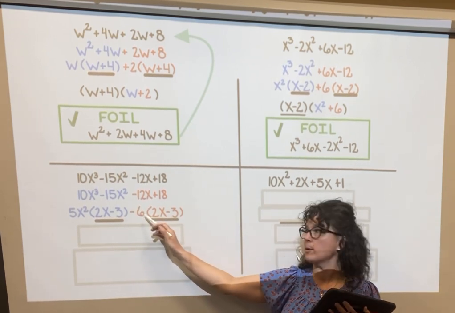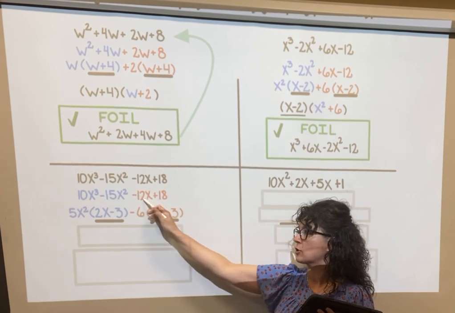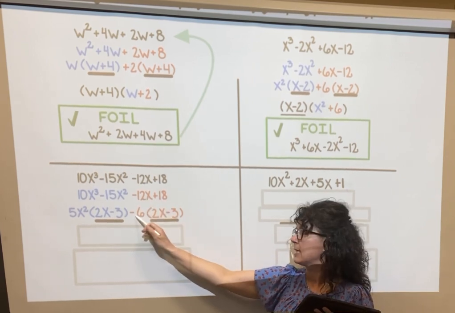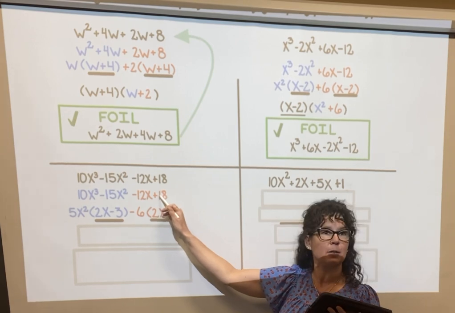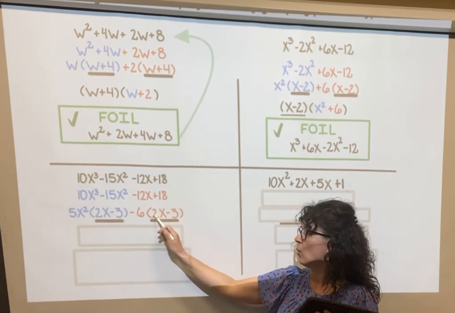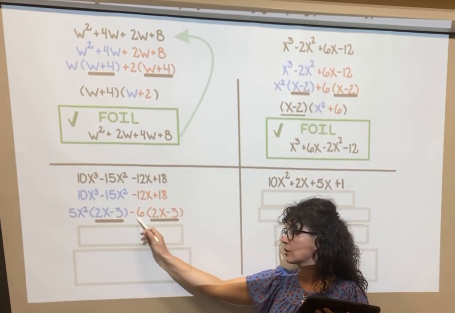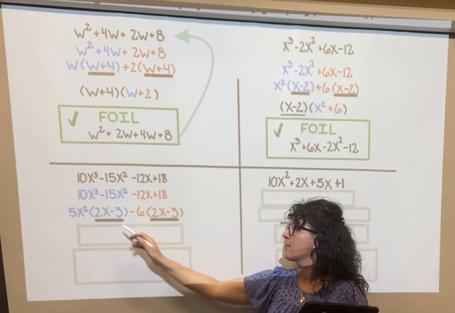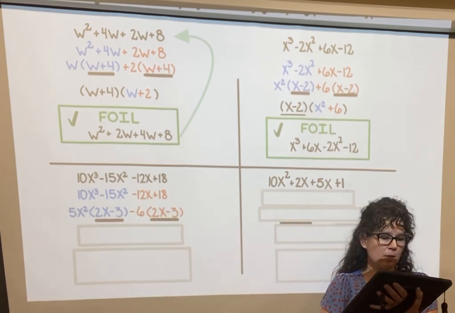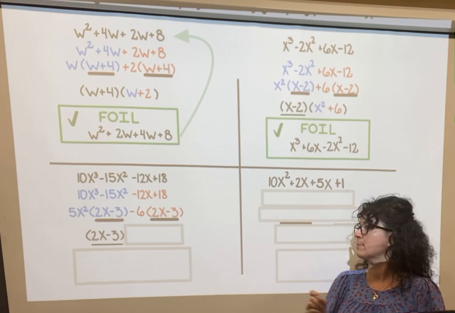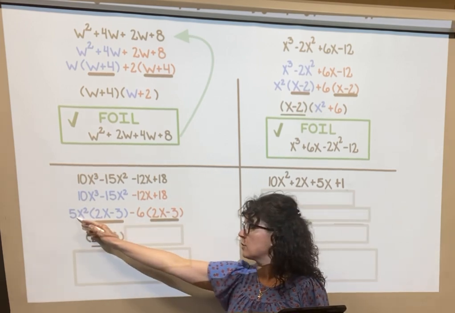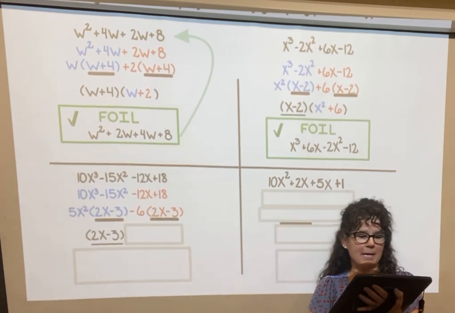So let's redistribute to verify. Negative 6 times 2x is negative 12x. Negative 6 times negative 3 is plus 18. Okay, so the only way I could get these to match is to take out a negative. Now in the blue and the red, they both have a 2x minus 3, and the leftover is 5x squared minus 6.